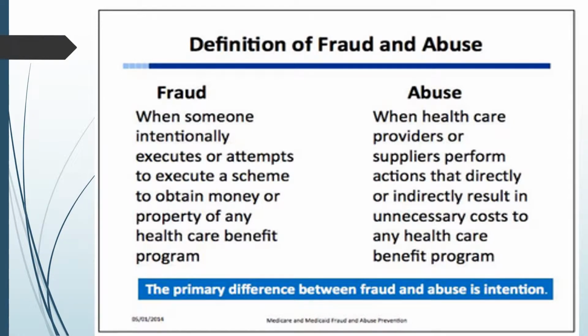Next slide. Definition of fraud and abuse. Fraud is when someone intentionally executes or attempts to execute a scheme to obtain money or property of any healthcare benefit program. Abuse is when healthcare providers or suppliers perform actions that directly or indirectly result in unnecessary costs to any healthcare benefit program. The primary difference between fraud and abuse is intent. Next slide.